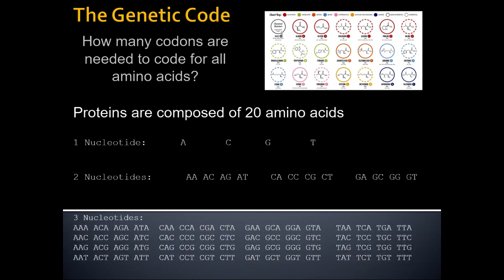So finally, once we get up to 3 nucleotides, now we can have enough codons to code for each amino acid. So there are 64 possible different combinations if we have 3 nucleotides in our codon. And so that's the right answer. There are 3 nucleotides in each codon. But notice something here. We only need to code for 20 amino acids. However, we have 64 possible codons that are available to us.